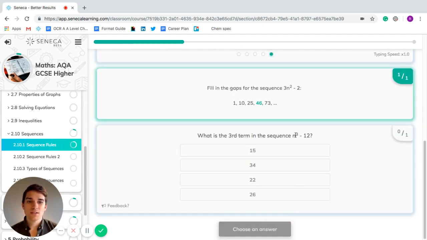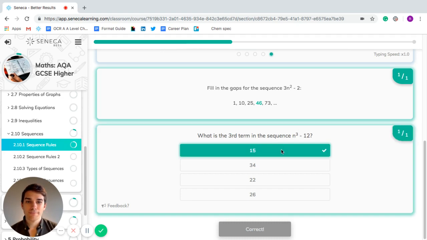What is the third term of the sequence n cubed subtract 12? So I know n cubed for 3, so 3 cubed, would be 3 times 3 times 3, which is 27. Take away 12 would give me 15.